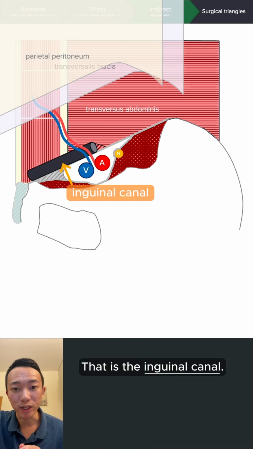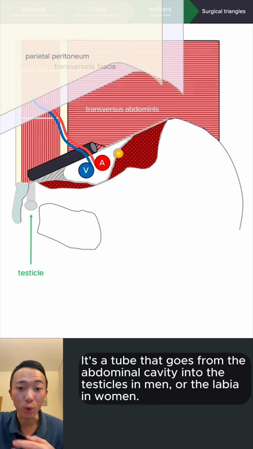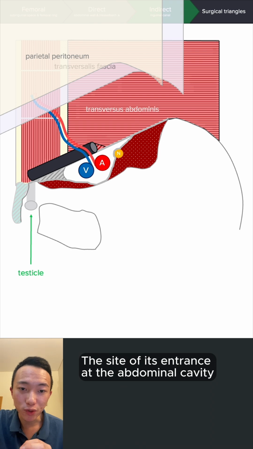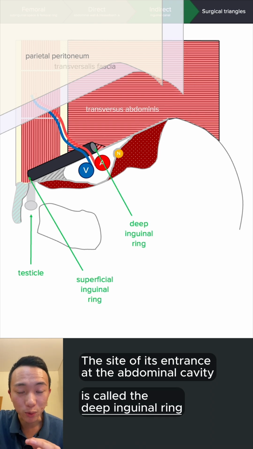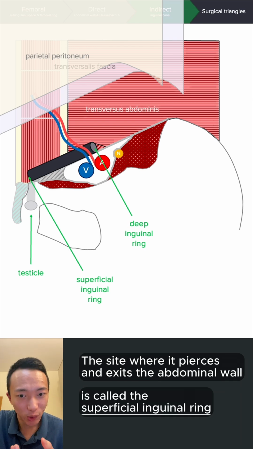Now, you notice I've drawn in this tube in black here. That is the inguinal canal. It's a tube that goes from the abdominal cavity into the testicles in men, or the labia in women. The site of its entrance at the abdominal cavity is called the deep inguinal ring, and the site where it pierces and exits the abdominal wall is called the superficial inguinal ring.